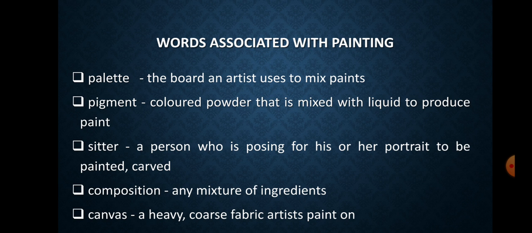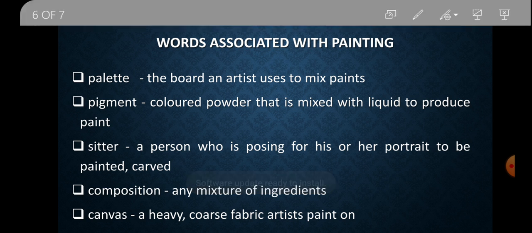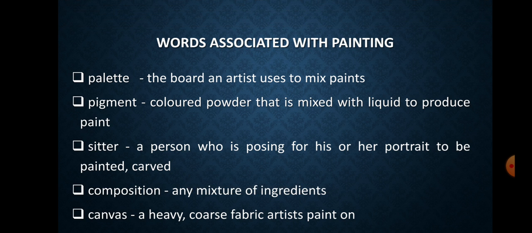The next one is canvas. What is meant by canvas? Canvas is nothing but a heavy coarse fabric on which the artist will paint. These are all the words that we have learned associated with painting. What are they? Palette, pigment, sitter, composition and canvas. So in this video, we have discussed simple prepositions, complex prepositions and words associated with painting.